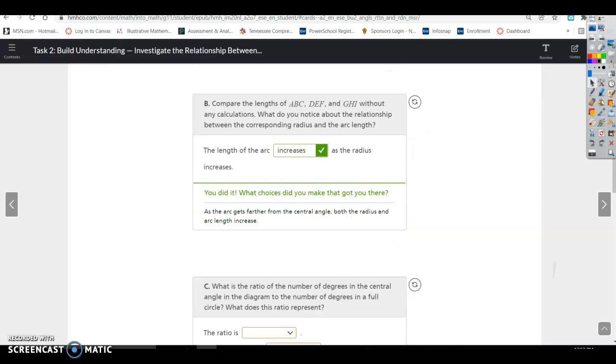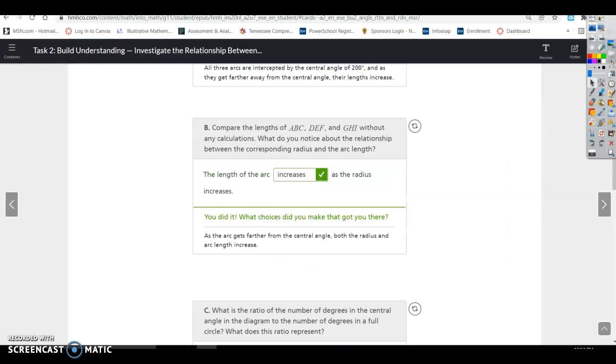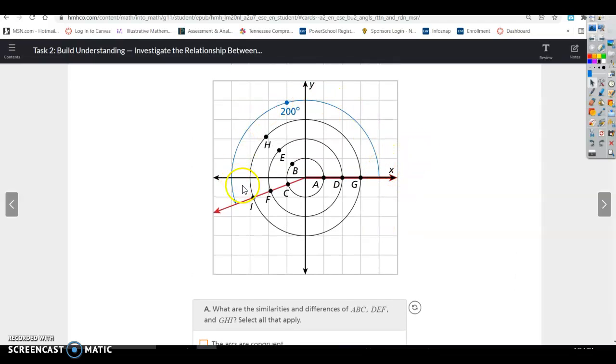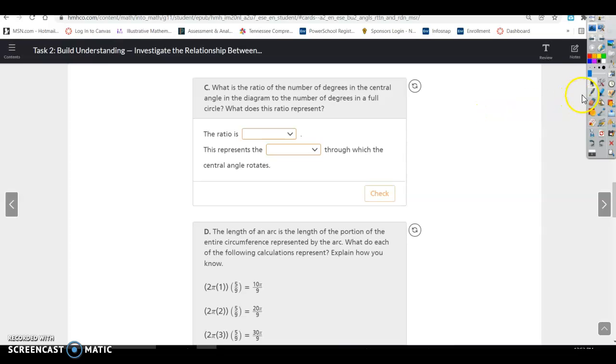Okay? All right, so what is the ratio of the number of degrees in the central angle in the diagram to the number of degrees in a full circle? What does this ratio represent? If you look at this, it says this angle is 200 degrees. So if we want to figure out what the ratio is, hopefully you know that a whole circle has 360 degrees. So we're going to see what the ratio is. That just means basically we're going to reduce our fraction.